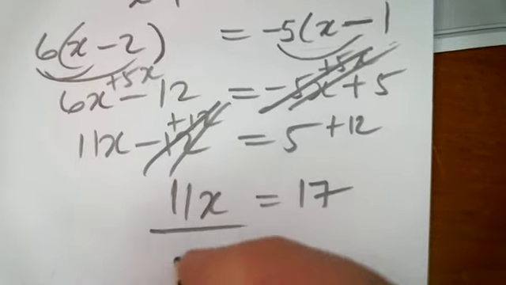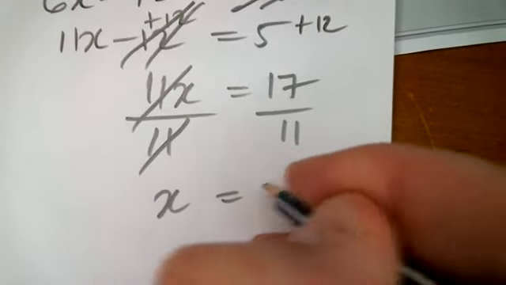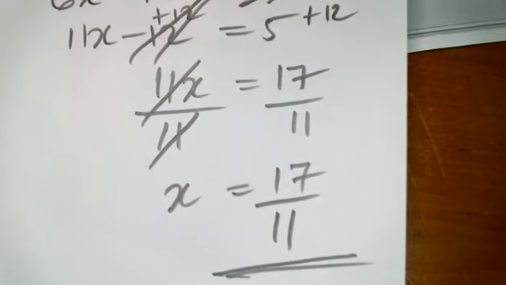Now what I'm going to do is divide both sides by 11. There it is, leaving me with x is 17 on 11. And that is one of a number of different ways you could actually solve that.